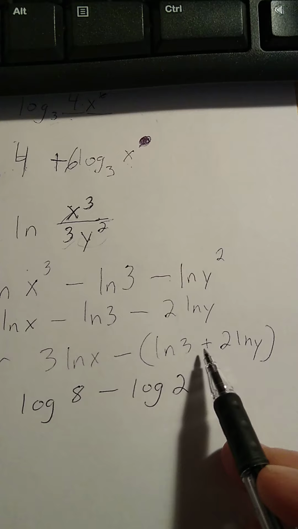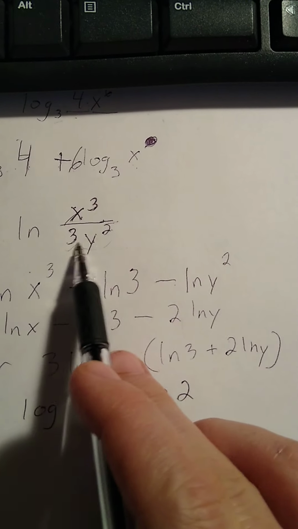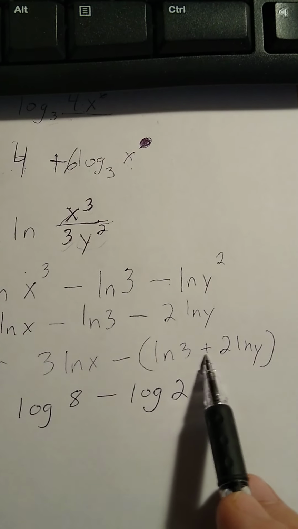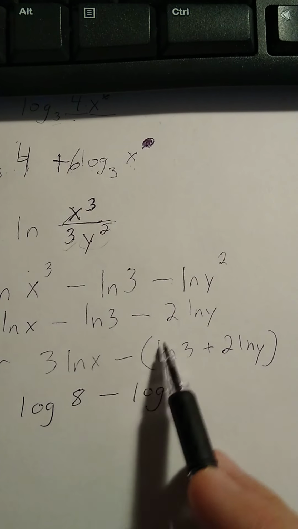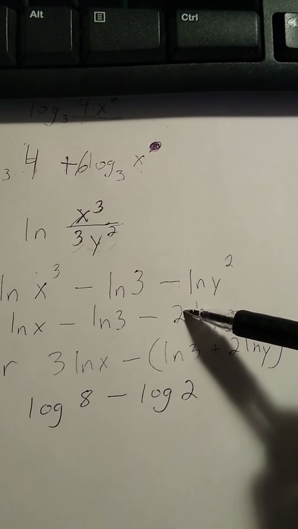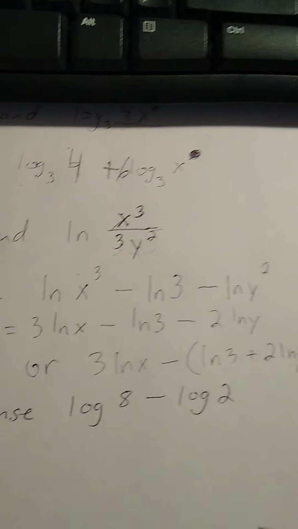Now why would I write this? Well, I see that these 2 are being multiplied, which means plus, and I'm dividing this as an entire quantity, so I subtract the entire quantity. I would accept either of these 2 answers.